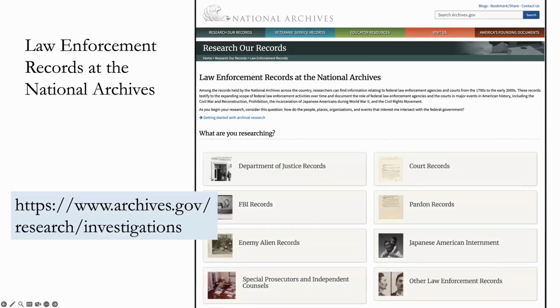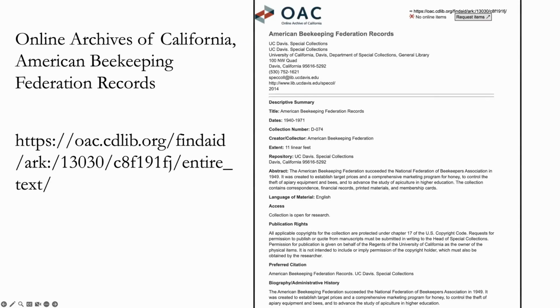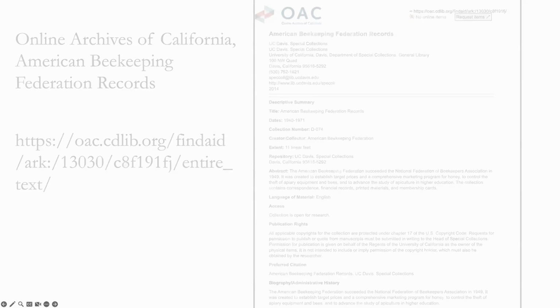And I'm just going to throw in some more here. There's research, law enforcement records. You have Department of Justice, FBI, Alien, all sorts of other records that may show up as having need. And last but not least is American Beekeeping Federation records. So right now you're going to find a set of records being kept on an online archive of California for beekeeping. And you might do this across the country. So there's another source of records for information.